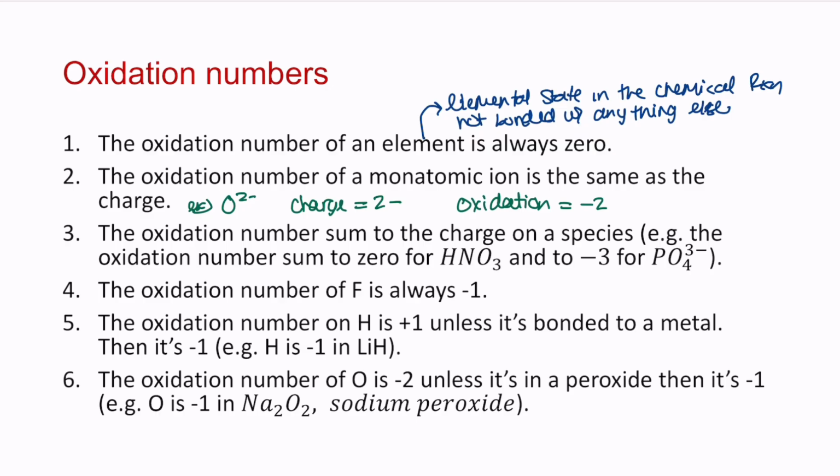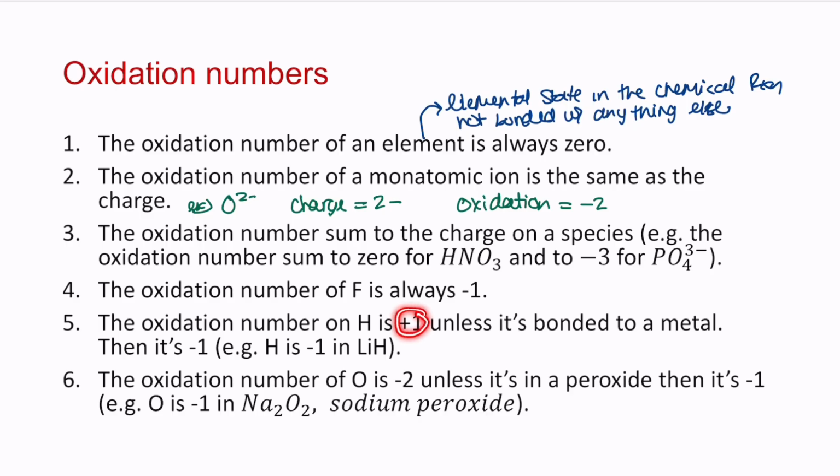And the oxidation number sum: if you add up all the oxidation numbers in a molecule or compound, it needs to add up to the overall charge of that compound, molecule, or species. So if we have nitric acid, HNO3, there's no charge written, so all of the oxidation numbers need to add up to 0. For phosphate, the charge is -3, so the oxidation numbers need to add up to -3. Fluoride is always -1.